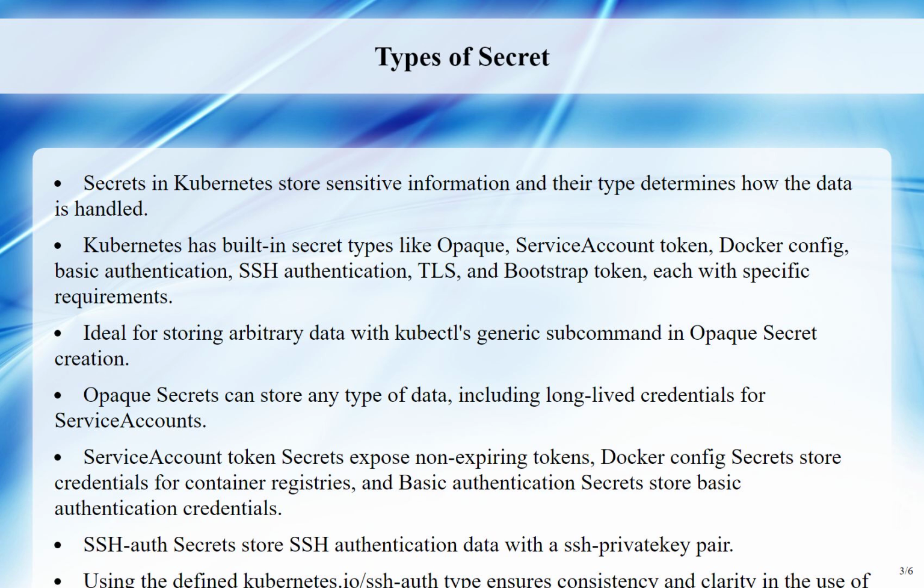Bootstrap token secrets. Bootstrap token secrets store tokens used during the node bootstrap process, typically in the kube-system namespace. These secrets contain a token ID, token secret, description, expiration, and usage flags. Creating a bootstrap token secret helps in securely handling tokens during the bootstrap process. Overall, understanding the different types of secrets in Kubernetes and their specific requirements is essential for ensuring the secure storage and handling of sensitive information within your cluster.